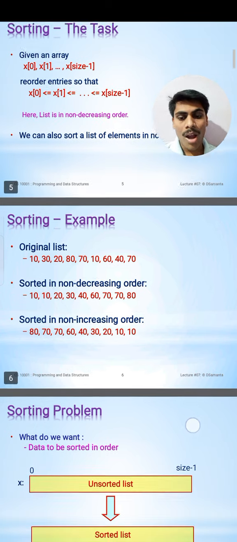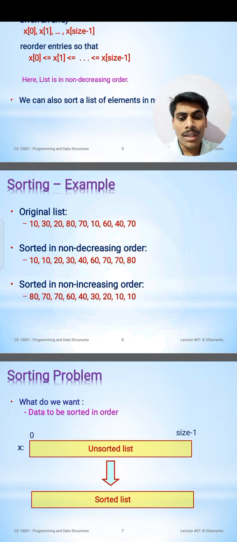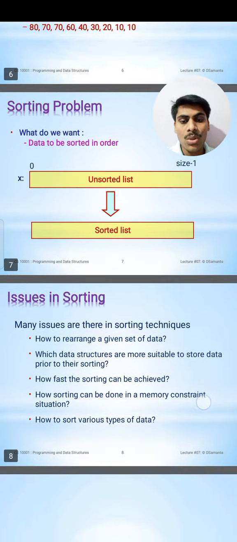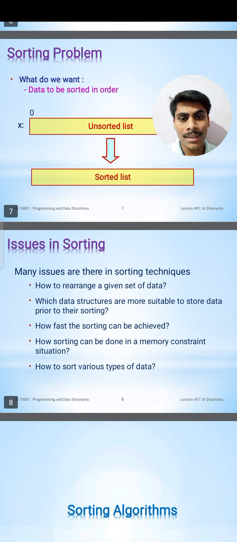The sorting problem: we want data sorted in order, from an unordered list to a sorted list. In sorting, the starting index is 0 and the ending index is size minus 1. Many issues arise in sorting techniques: how to rearrange a given set of data, which data structures are more suitable to store the data prior to sorting, how fast the sorting can be achieved, how sorting can be done under memory constraints, where constraints means conditions, and how to sort various types of data.